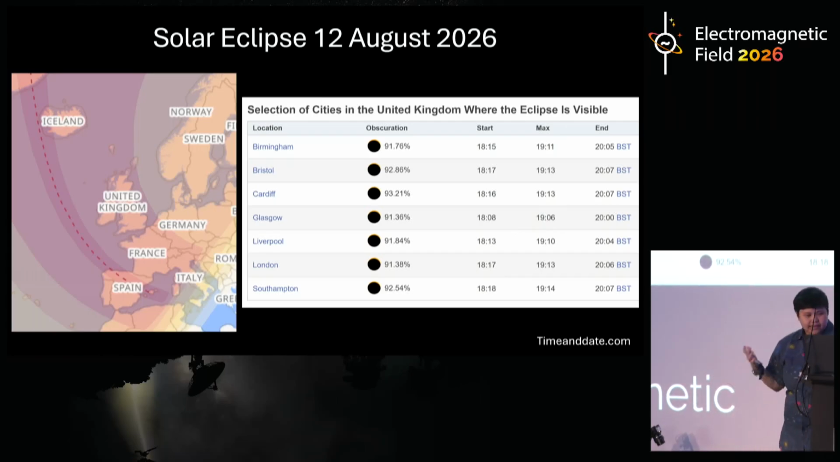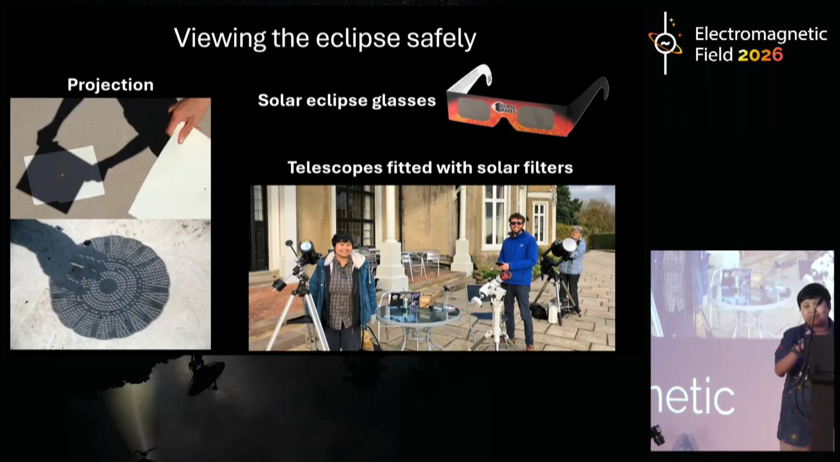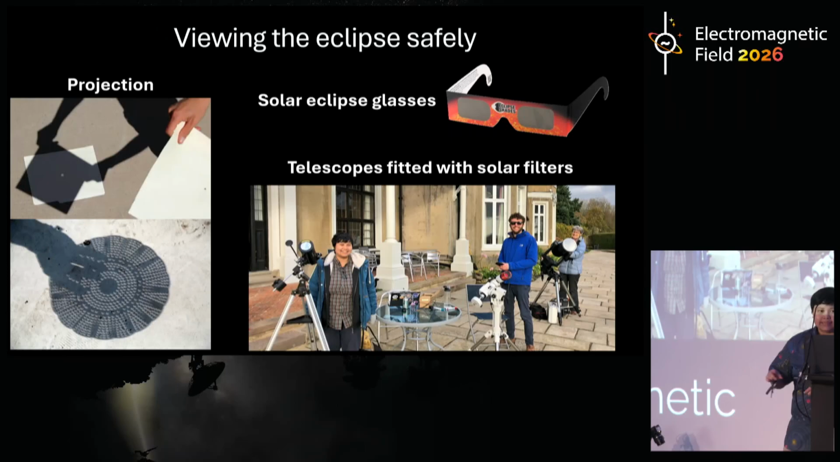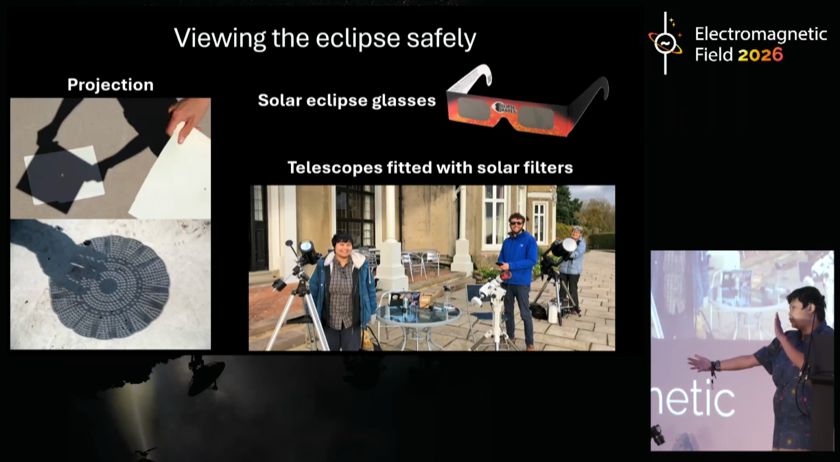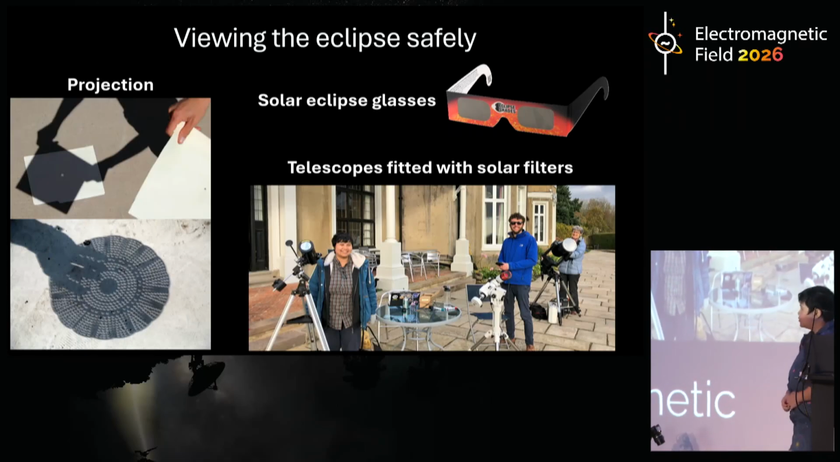And an eclipse talk wouldn't be complete without a slide about safety. Because please don't just look up at the sun, you get blinded, we don't want that. So there are a few different ways that you can look at the sun and eclipses safely. The first is using this projection method. You can get 2 pieces of card, poke a pinhole through one, and then lay it over another piece of card, and you can just about see a projection of the sun on the top there.